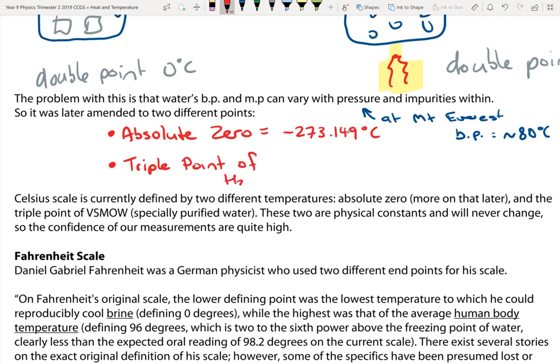Isn't it? Yeah. And it's 0.01 degrees Celsius. For some strange reason, just a little bit above 0 degrees. Okay?